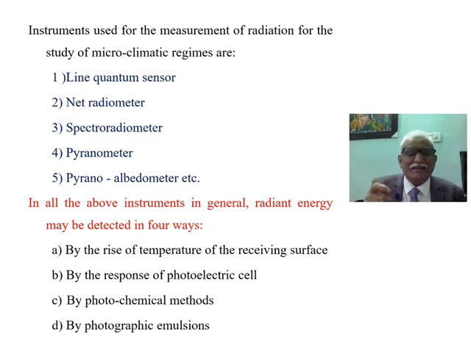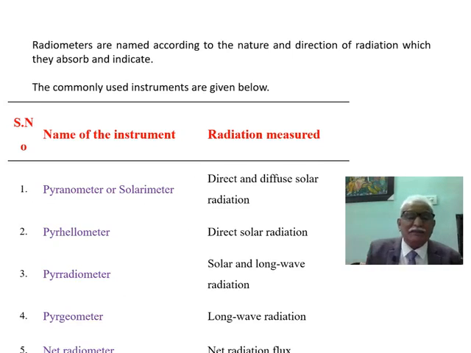In general, the radiation may be detected in four ways. What are those? Rise of the temperature of the receiving surface, response of photoelectric cells, photochemical methods, and photographic emulsions. These are the basic things.